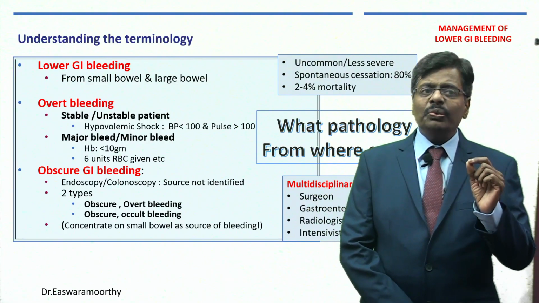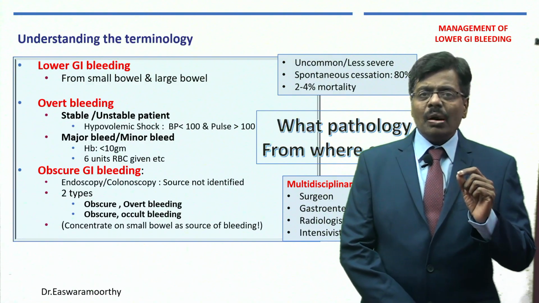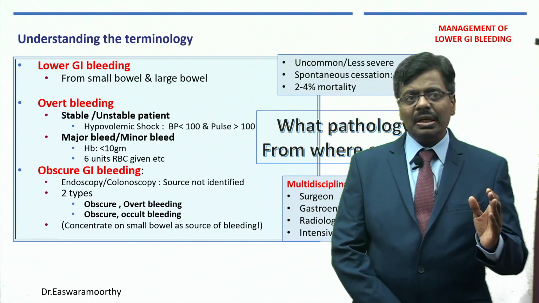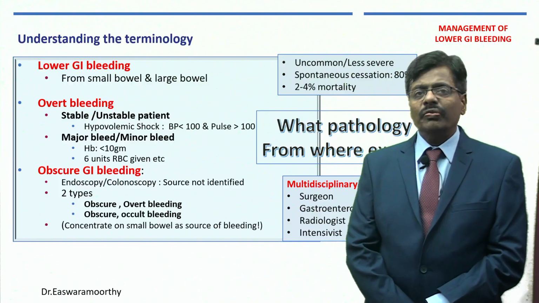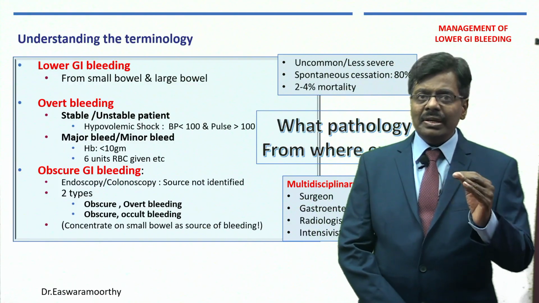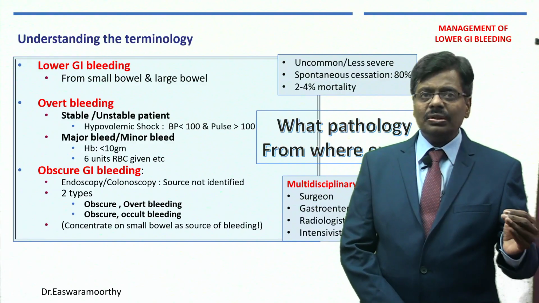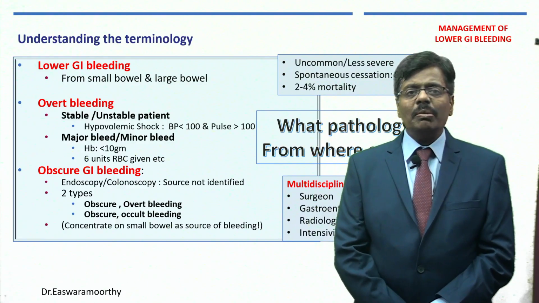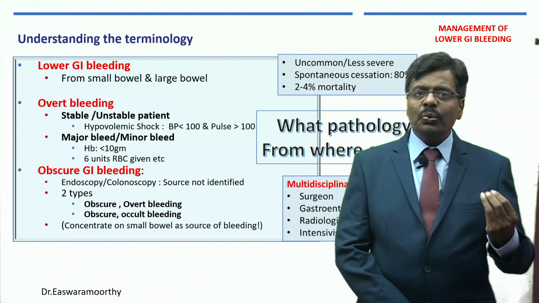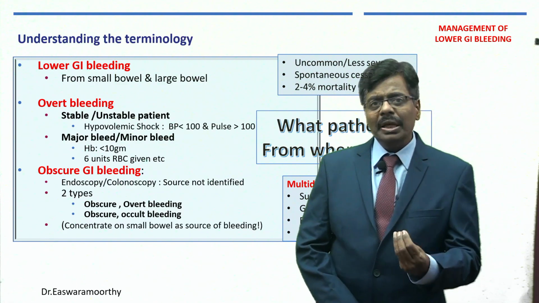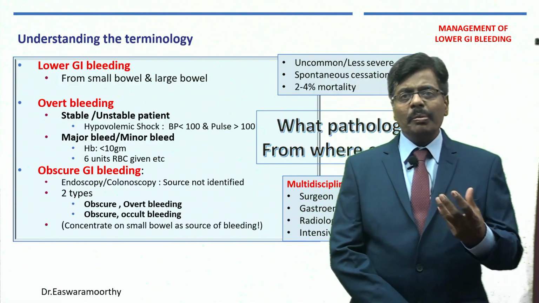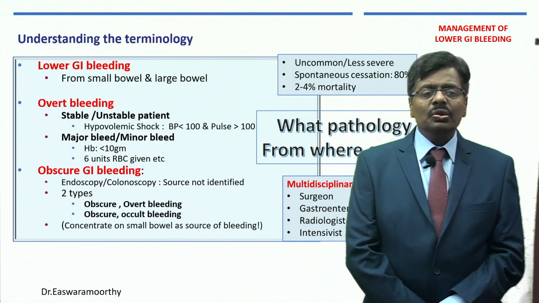If there is an obscure GI bleeding, what I mean by obscure GI bleeding is especially when they have had endoscopy and colonoscopy done and both are normal, we are not able to find the source. It could be obscure overt bleeding, that is they have intermittent rectal blood loss obviously, but we are not able to establish where it is coming from. Or second is an obscure occult bleeding, where the bleeding is so minimal you are not able to see it, and the patient is only presenting with FOB positive or a chronic anemia. So, these are the 2 things.